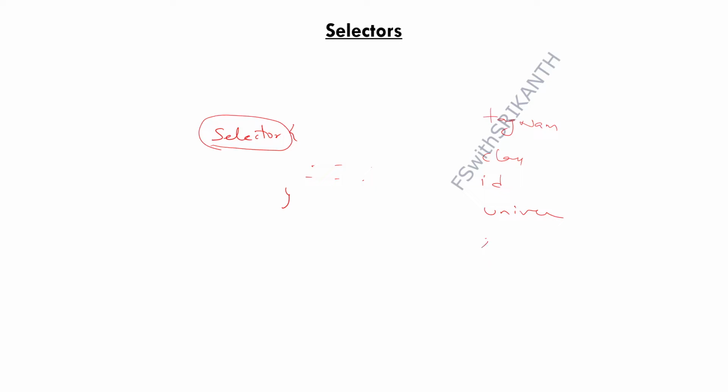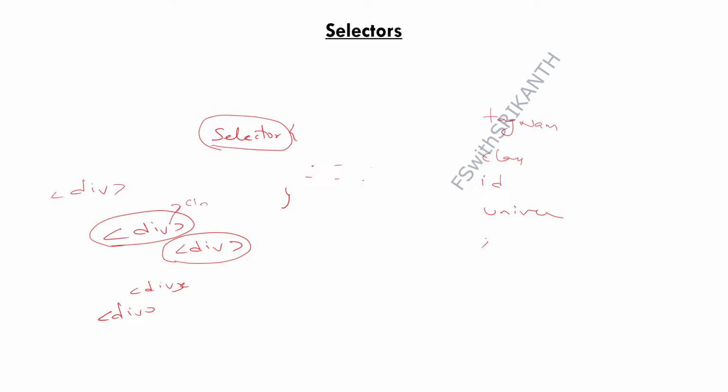But my requirement, just observe: suppose there is one div tag, and inside this div tag there is another div tag, and inside it one more div tag. I want to apply styles to this div tag's content only, not to all the div tags, just this particular one. Then you can use a class. With the help of a class we can apply a particular style for this div tag only, right?